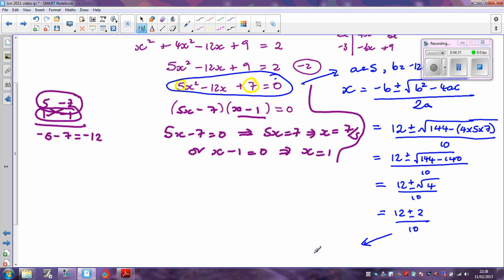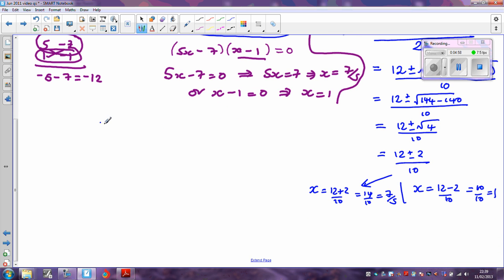So that gives me my 2 possible values of x. Either x is going to be 12 plus 2 divided by 10, well that's 14 over 10, which is the 7 over 5 that I got in the other way, or x is going to be 12 take away 2 divided by 10, well that's just 10 divided by 10, which is 1. So the same solution as before. So we've got 2 possible values of x, and for each of those 2 possible values of x, I've got to find the possible value of y that goes with it.